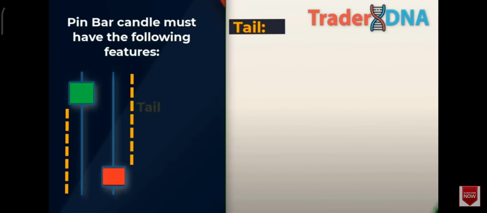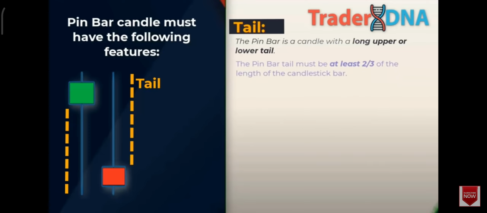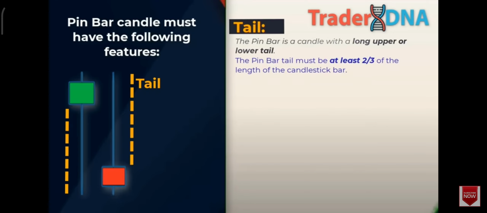Tail, also known as wick or shadow. The pin bar is a candle with a long upper or lower tail. That is the highlight of a pin bar that shows a strong rejection of prices. The pin bar tail must be at least 2/3 of the length of the candlestick bar. Longer tails on a pin bar indicate a more significant reversal in rejection of price. Thus, long-tailed pin bars tend to be a little higher probability than their shorter-tailed counterparts.